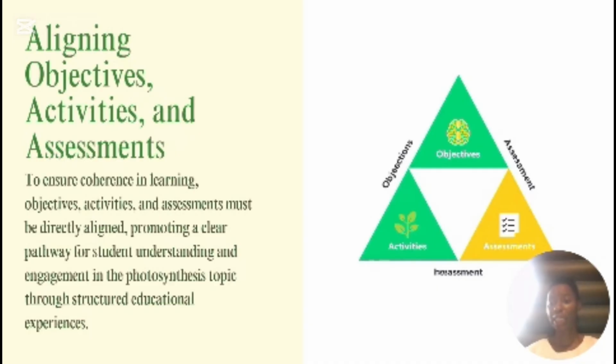We also aligned our tasks, which is very important. Our cognitive tasks measured the thinking skills. The affective task measured their values and their appreciation for photosynthesis and plants, and the psychomotor task measured the hands-on skills that they were able to do using the dropper, as well as arranging the photosynthesis process in a flowchart. This ensured that every objective also had a matching activity and a valid assessment tool.